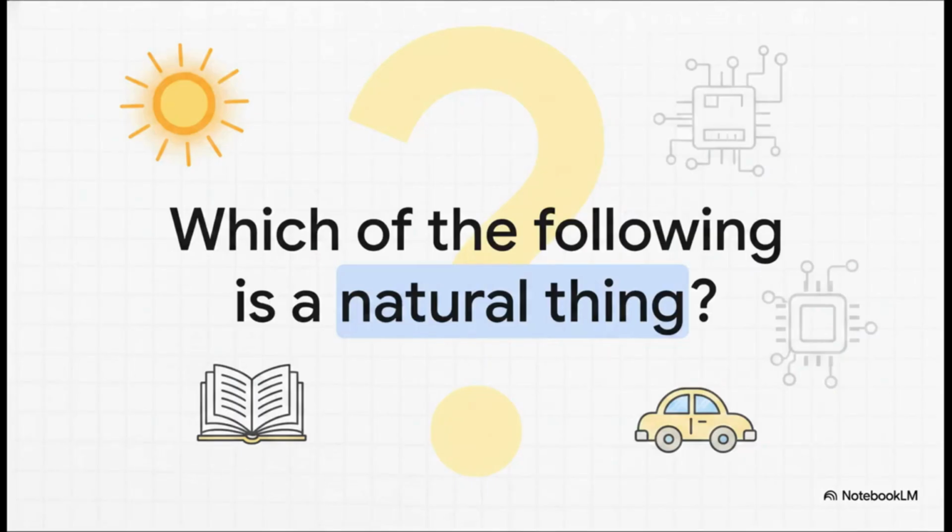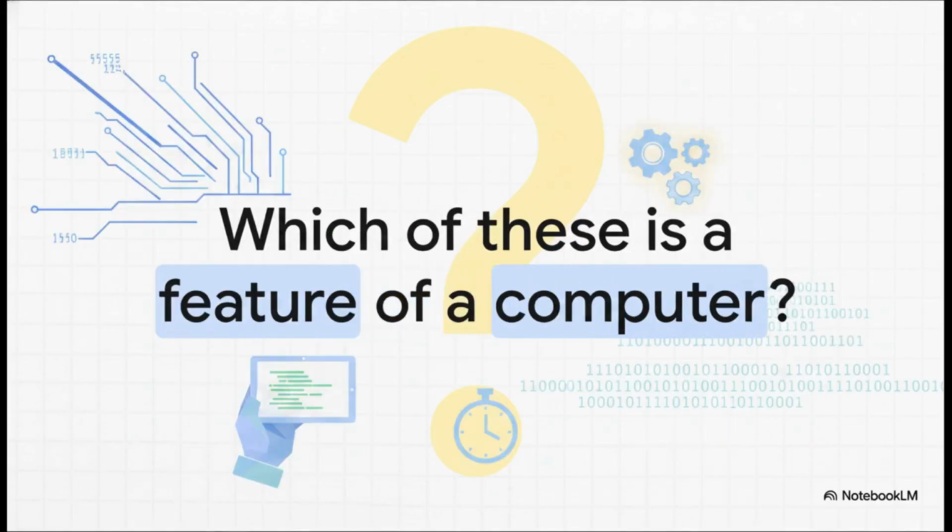Starting off with question 1. Which of the following is a natural thing? Your options are A, car, B, sun, or C, book. Think back to our very first rule. Which of these wasn't made in a factory? If you guessed B, sun, you are absolutely right. Excellent job. Let's skip ahead slightly to see how this builds on our computer knowledge with question 4.